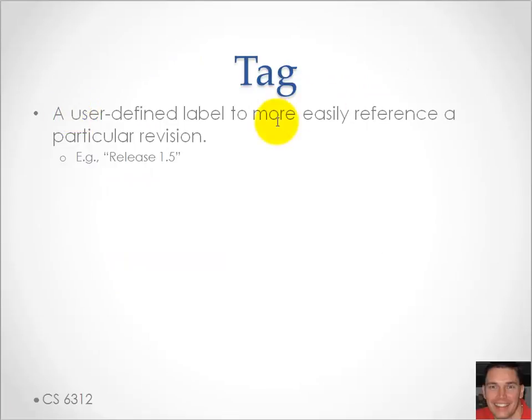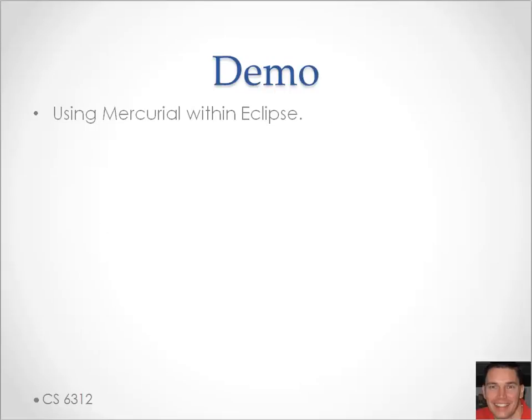As a reminder, a tag is just a user-defined label to help you more easily reference a particular revision. For example, release 1.5, release 1.8. I encourage you to use tags when you hit significant milestones for your particular files that you're using within your repository. The last thing I want to do is a demo within Eclipse of using Mercurial.